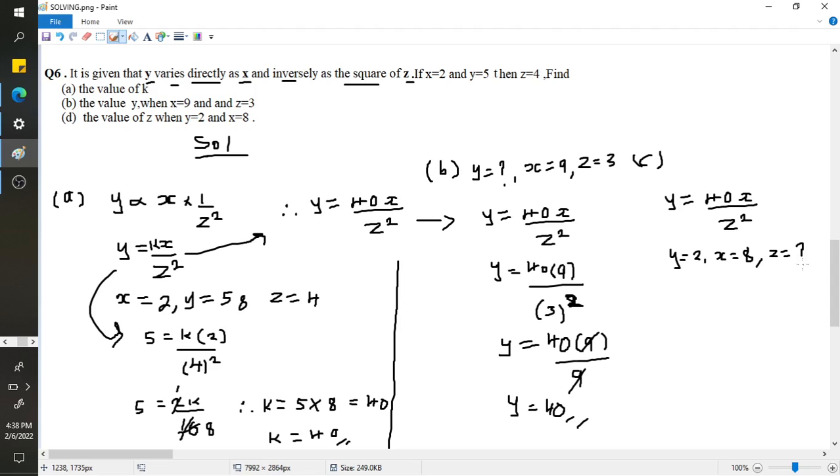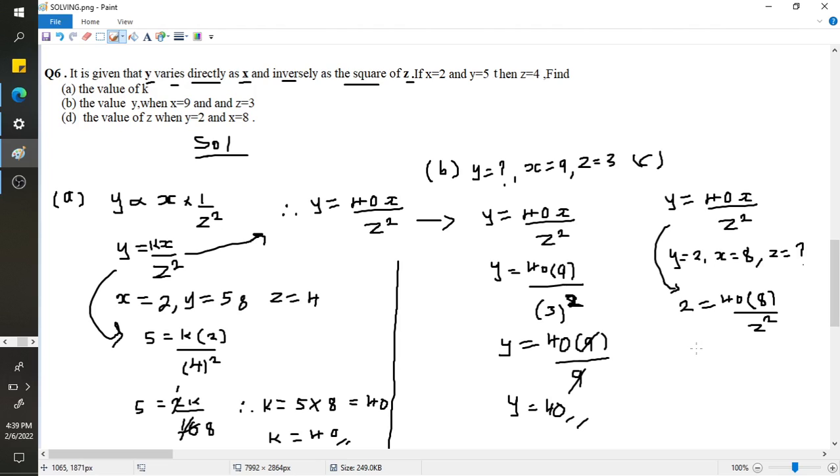All right, we can proceed. So we want to find the value of z, remember? So let us use the formula. This is the formula we're using. So we can substitute y, we have 2, and we have our 40 there. And what is x now? We've been given x, remember, so we just need to substitute. X has been given to be 8, and z, that's what we are looking for, and z is squared.